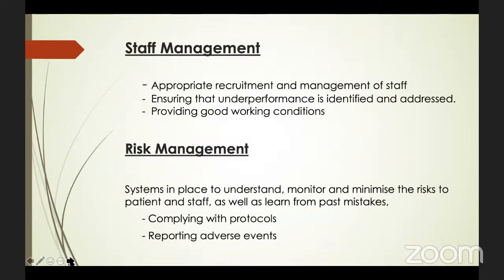Then the staff management. Staff management is mainly about the appropriate recruitment and management of staff, also ensuring that underperformance is identified and addressed, as well as providing good working conditions for the workers. Risk management is about systems in place to understand and monitor, as well as minimize the risks to patients as well as to staff, as well as to learn from previous mistakes.